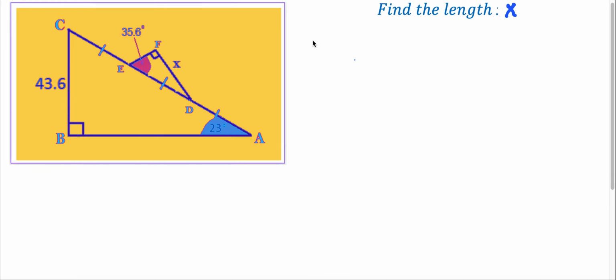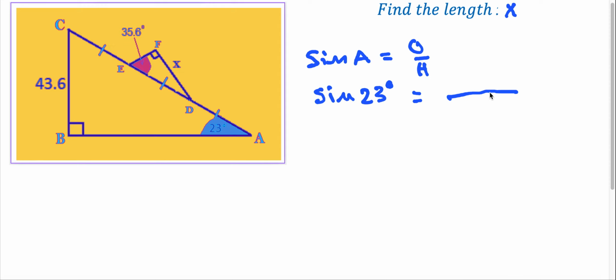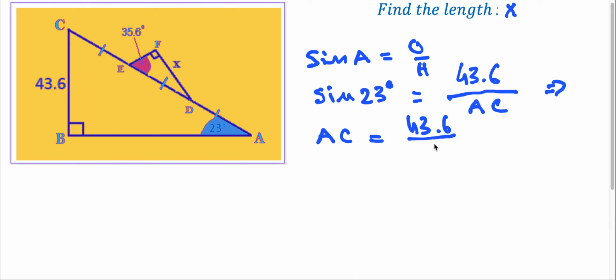so we can use the angle sine. Sine A is equal with the opposite divided by hypotenuse. In our case here, sine 23 degree is equal with 43.6 divided by hypotenuse H, which is segment AC. And if we want to find the hypotenuse AC, it is equal with 43.6 divided by sine of 23 degree.